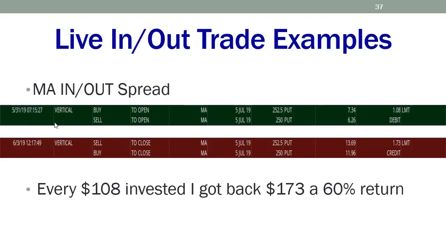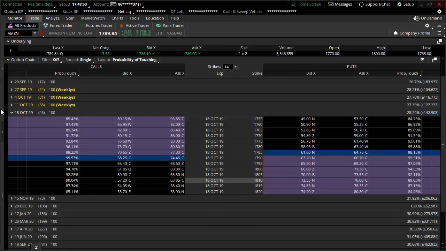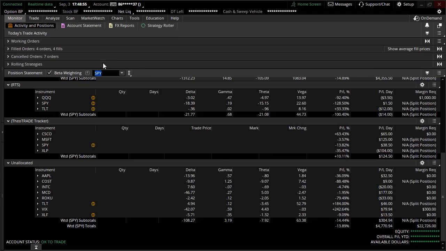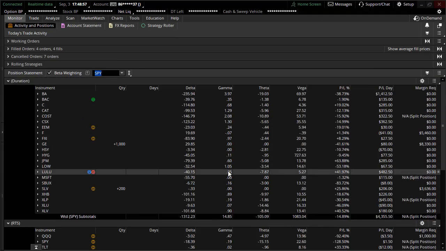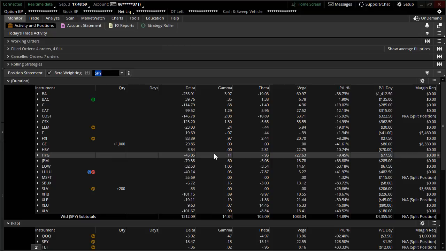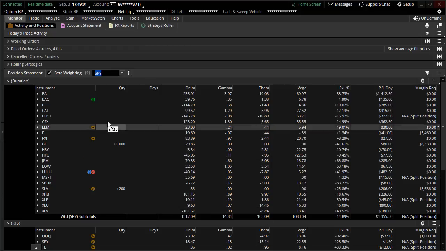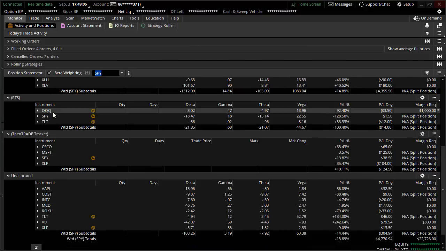By the way, the trades that I'm showing you here, these are not paper trades. They are taken directly from my thinkorswim account, right? I'm going to show you really briefly. This is my thinkorswim account. There are multiple portfolios in here. I have a risk twist and an in-out spread portfolio.